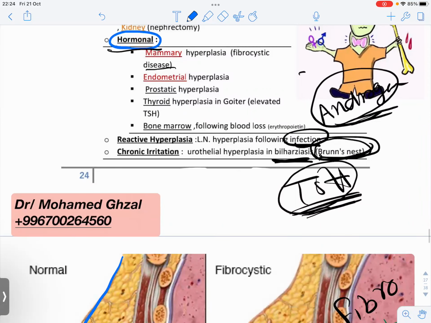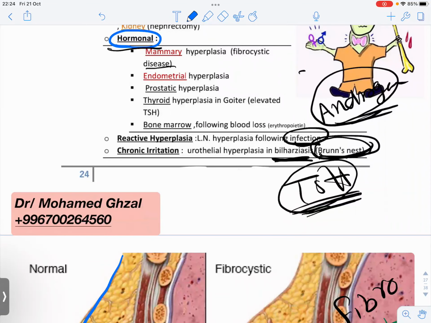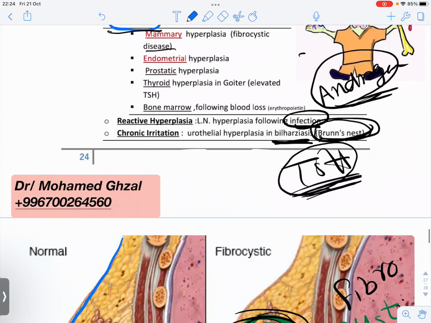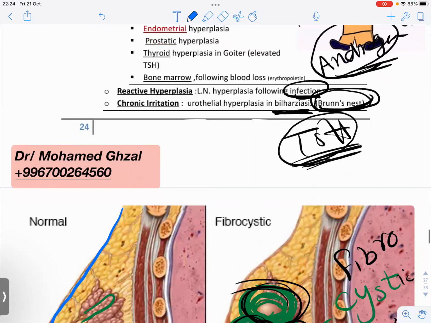The second type of pathologic hyperplasia is reactive hyperplasia, like in lymph nodes during infection. If you get an infection, the lymph node cells will increase in size and number to produce a lot of lymphoid cells. And chronic irritation, like we said in bladder, where the epithelial tissue of the urinary bladder will increase in number to resist the acidity of the urine. And we also talked about metaplasia.